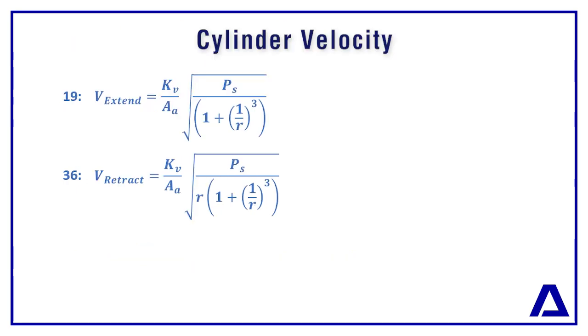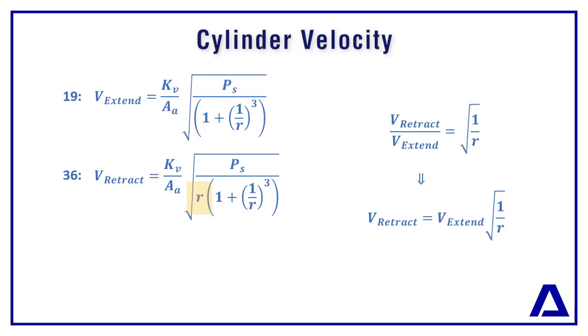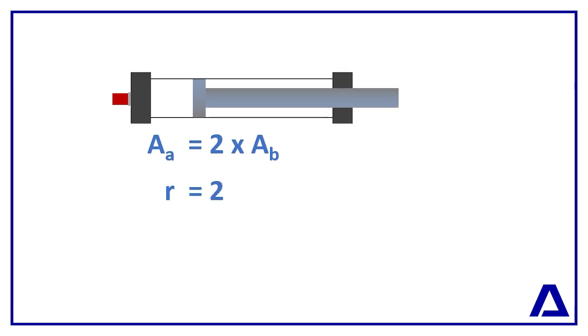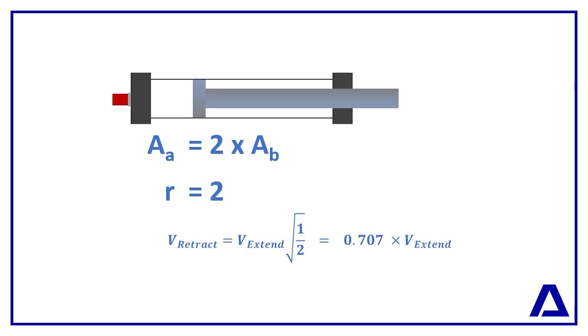So here are the equations for extending and retracting velocity. The only difference is R in the denominator of the square root for the retract velocity. Therefore, the ratio of retracting velocity to extending velocity is the square root of 1 over R. This is not a simple linear ratio of the areas on each side of the piston. As explained earlier, for a cylinder where area A is twice the area B, the ratio is 2, and the retract velocity is 0.707 times the extending velocity.